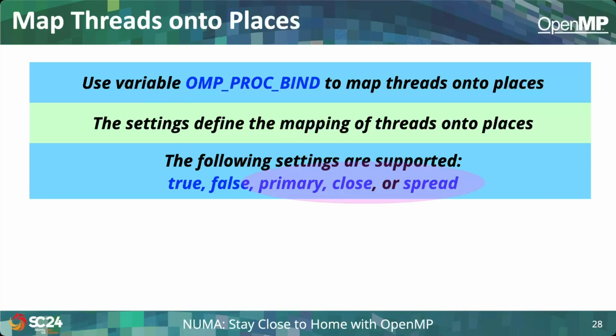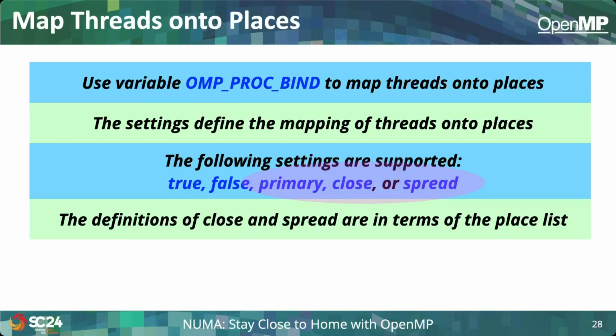OMP proc bind to primary, close, or spread. Primary means that you want the other threads in the team to be scheduled where the main thread, the primary thread, is running. Close and spread are defined in terms of the place list. Remember, the place list is a set. These are sets of places. So you can have like 10 places in that list. Close means that you want to use sets that are close to each other in the place list. Spread means you want to spread them out.